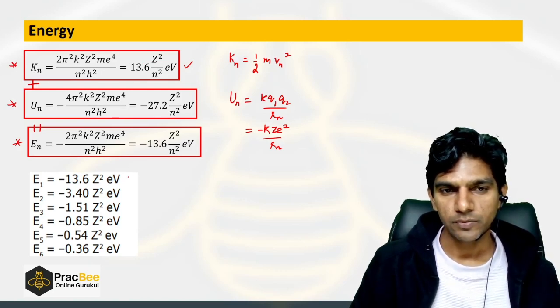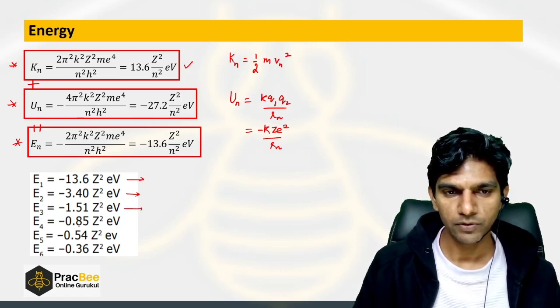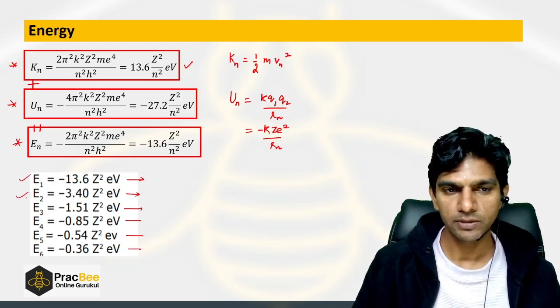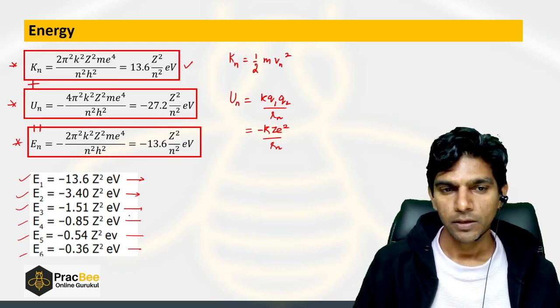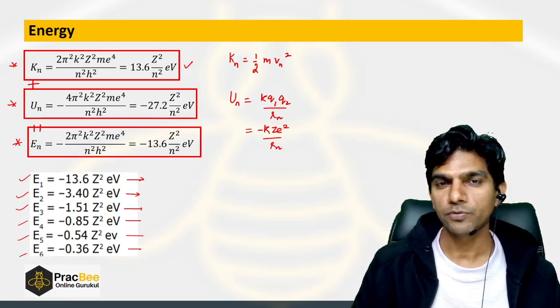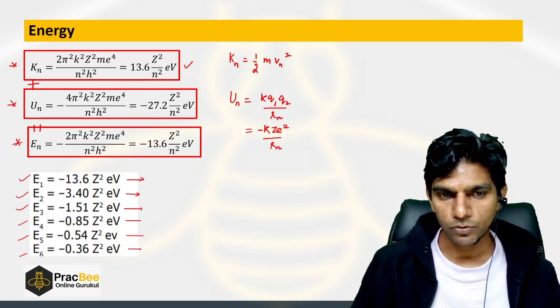If we substitute n equals 1 in the mechanical energy, we get minus 13.6 Z square. If we substitute 2, we get minus 3.4. If we substitute 3, we get minus 1.5, then minus 0.85, then minus 0.54, and minus 0.36. This is the energy of first orbit, second, third, fourth, fifth, and sixth. Sometimes in the question, if you know the difference of two energy levels, then your time to solve the question will decrease. So do remember these values.